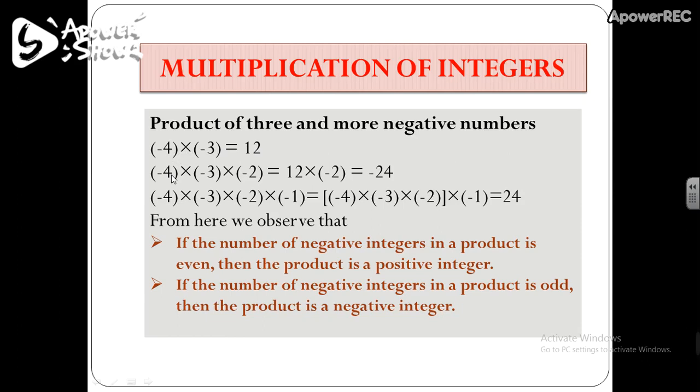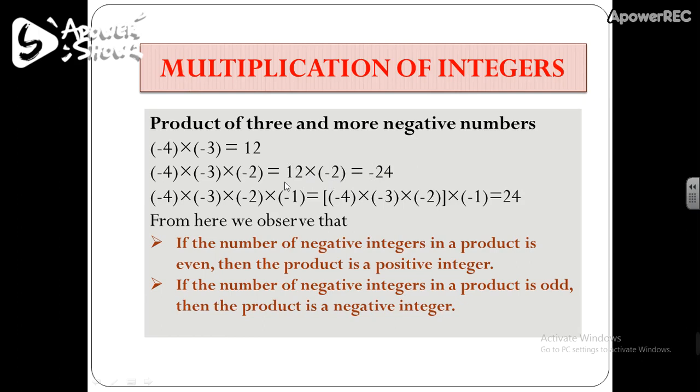Now let's multiply one more number with minus 4 and minus 3. So the next example is minus 4 multiplied by minus 3 multiplied by minus 2. Again, minus 4 multiplied by minus 3 equals 12. Now we are going to multiply 12 and minus 2. This is a positive integer, this is a negative integer, so we just multiply them as whole numbers. 12 multiplied by 2 equals 24, and then we put the negative sign here, because the first one is a positive integer and the second one is a negative integer.